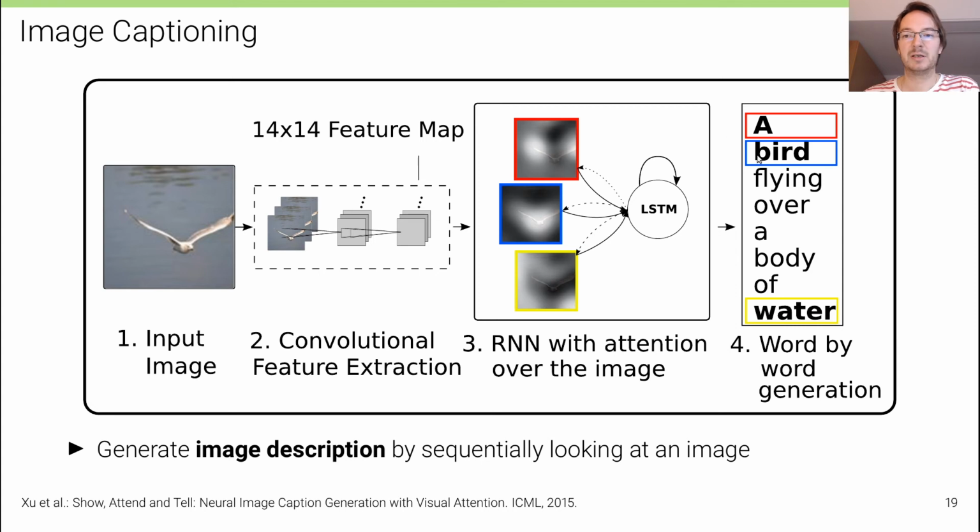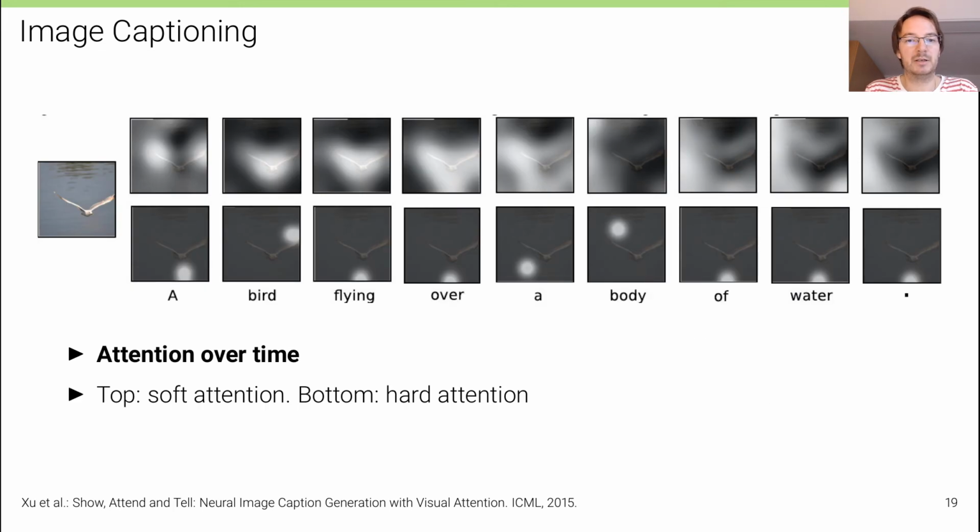So for instance, when generating the word bird, it looks at the bird. When generating the word water, it looks at the background, because it deems, based on the sentence that it has already produced and the previous hidden representation and the input image, that this is something that is indicative of what should be described. So here's a more complete illustration of the output of that model, where you can see so-called soft attention and hard attention maps, which indicate where the model looks when generating each of the individual words of that sentence that we have just seen.